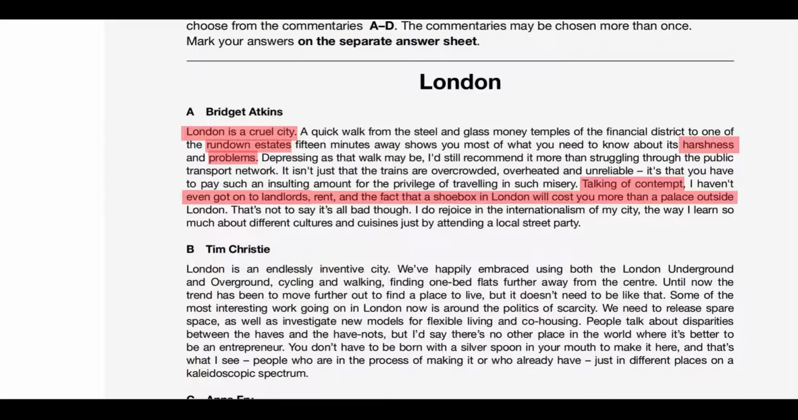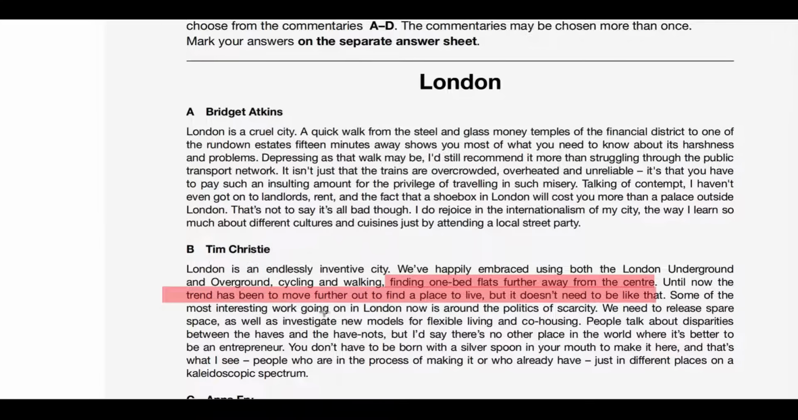Let's just remove that quickly and have a quick look at B and see what B says. B is an inventive city, happily embracing London Underground, finding one-bed flats further away from the centre. So here we talk about some housing. Until now, the trend has been to move further out to find a place to live, but it doesn't need to be like that. So again, this is about housing as well.